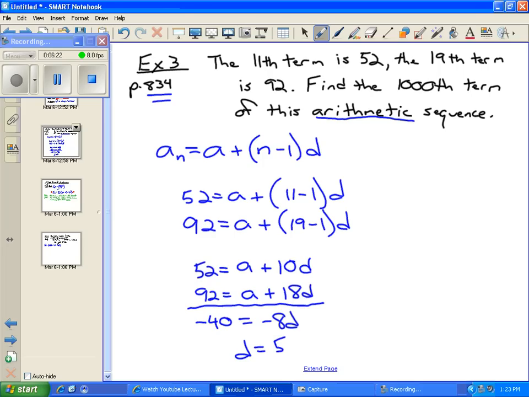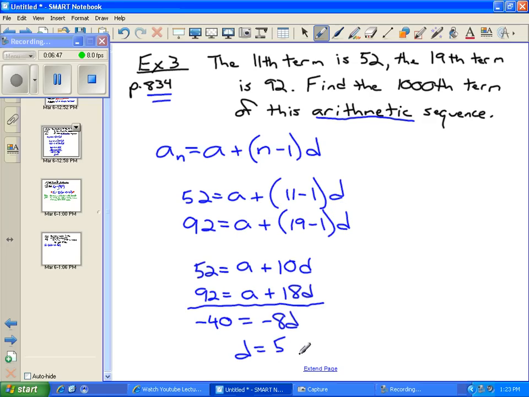Okay. Then I got to plug that back in to figure out what A is. Change colors here. I'm going to go back up alongside of these. So I know now that D is 5. Okay, I can pick either of these two, plug in 5 and solve for A, and then go back and I have my equation, and then I can plug in 1,000 for N and see what I get out.